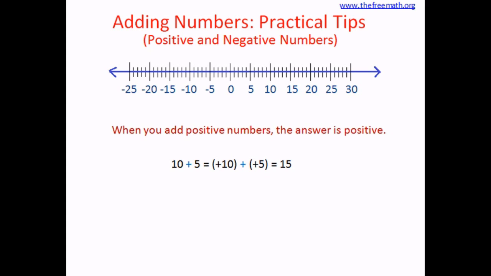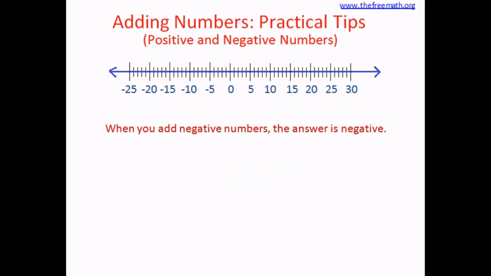What if there are more than two numbers? Let's take an example. 10 plus 5 plus 7. That means positive 10 plus positive 5 plus positive 7. 10 plus 5 is 15. 15 plus 7 is 22. So the answer is 22, which is a positive number. This is quite simple, and you have been adding positive numbers before you learn about negative numbers, so you know that the answer was always positive.